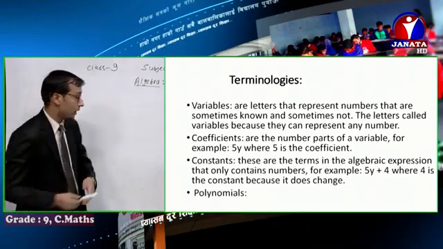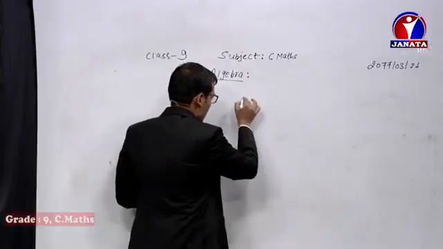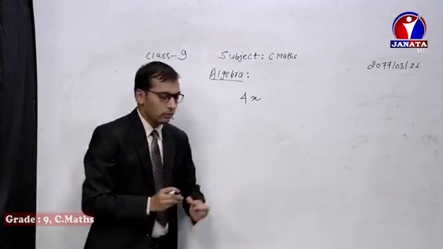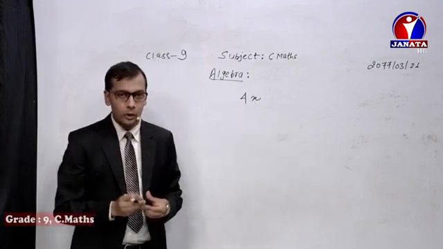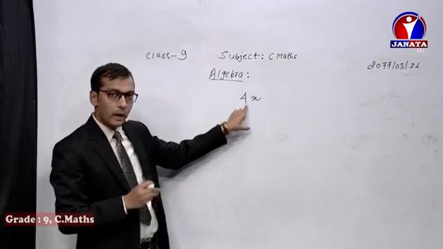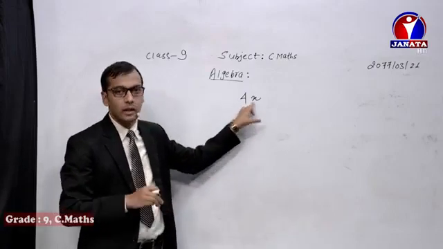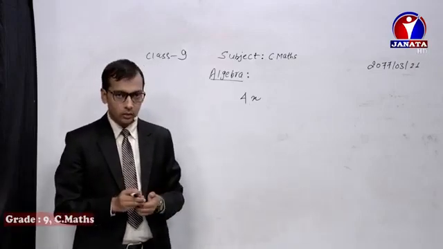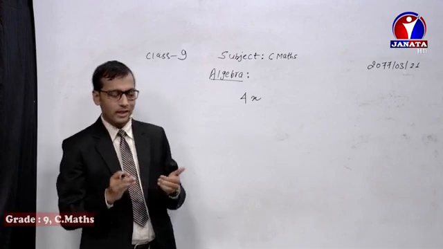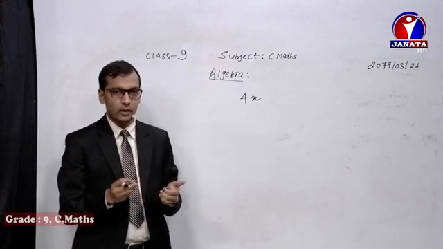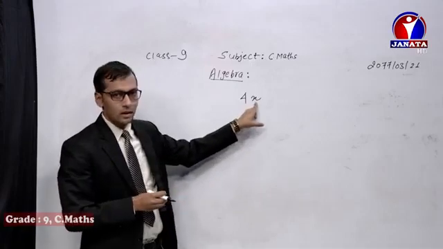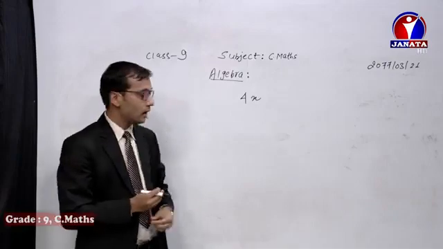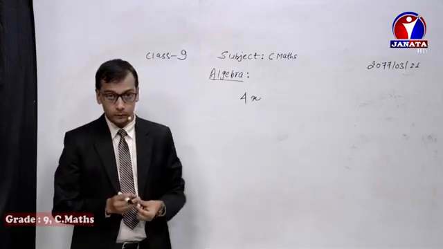Let me take an example here. Suppose 4x. This is a term, and here we can say 4 is the number part and x is a variable. Number part means simply the constant number. This is a number which can be positive, negative or any fractional number. X is a variable. Why is this called a variable? The reason is simply x can have any value.